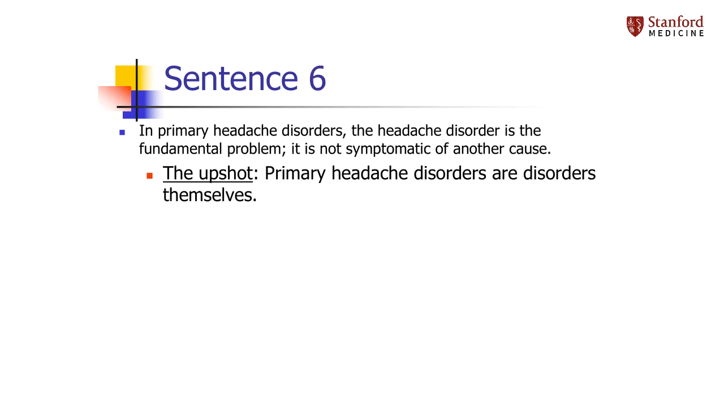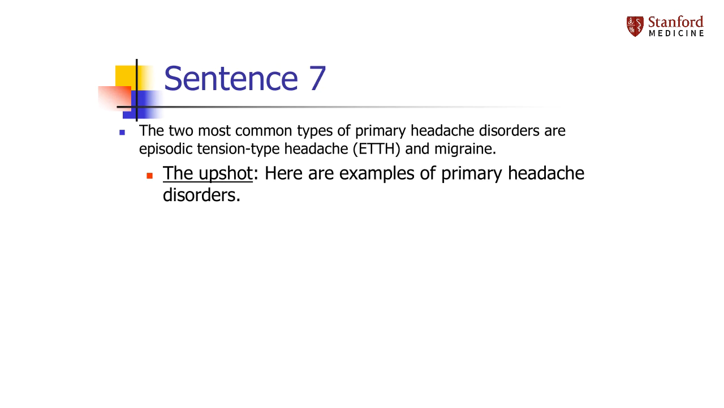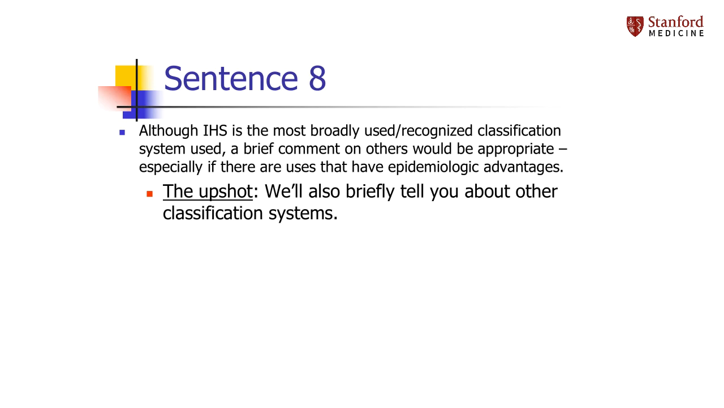Then we get in primary headache disorders, the headache disorder is the fundamental problem. It is not symptomatic of another cause. That just defines primary headaches. Primary headache disorders are disorders themselves. Then we get the 2 most common types of primary headache disorder are episodic tension type and migraine. So here are examples of primary headache disorders.